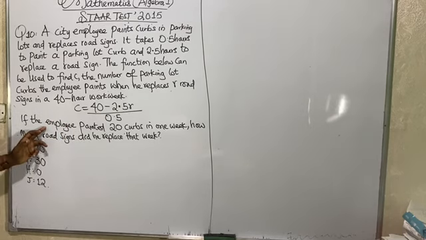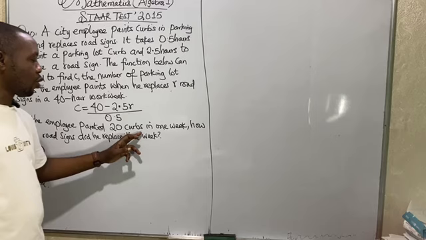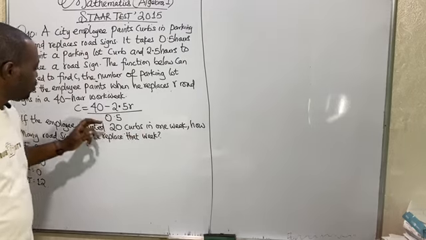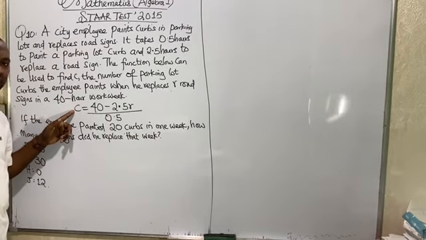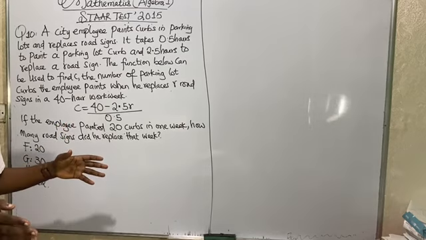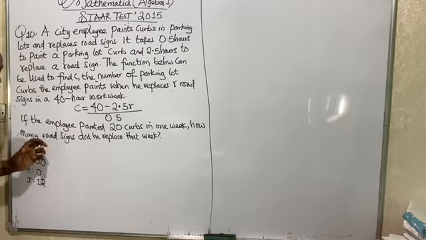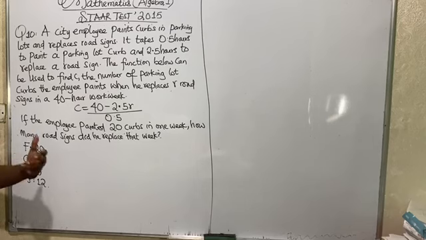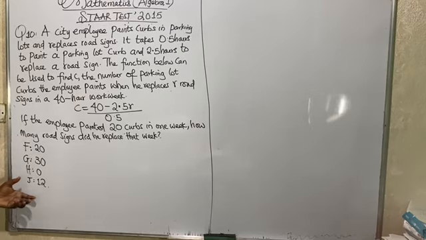If the employee painted 20 curbs, that means the value of C will be 20. So the question is: if the employee painted 20 curbs in 1 week, how many road signs did he replace that week? We have the options here. Let's find out which one of these is the answer to the question.